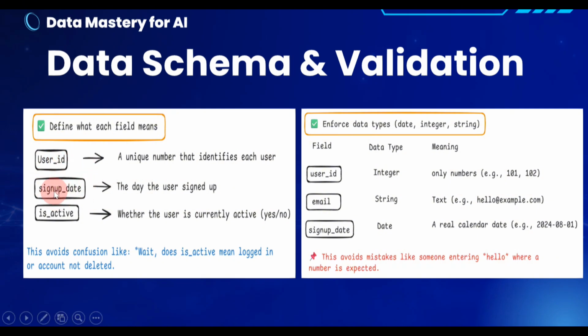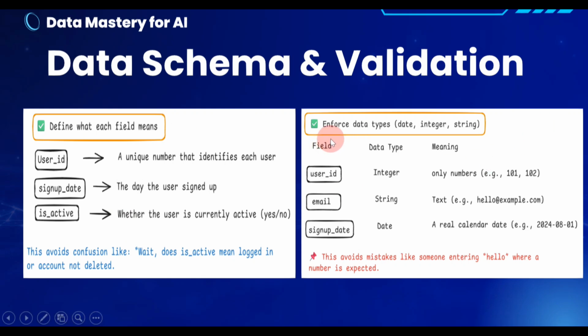Then sign up date. So there will be a date, and we can get to know when the user signed up. Then this field is active tells whether the user is currently active, yes or no, right? So this avoids confusion like, wait, does active mean logged in, or account not deleted?